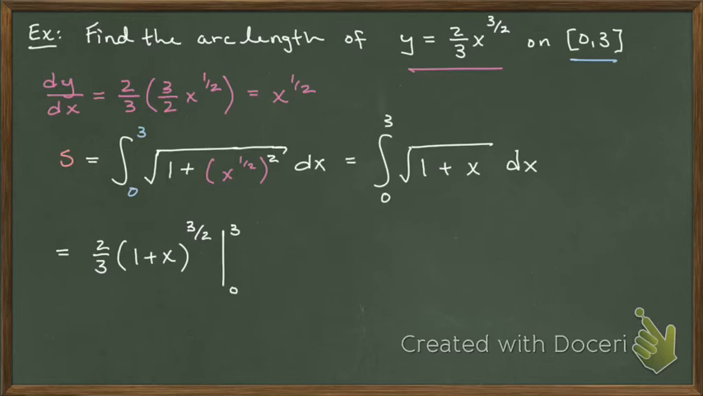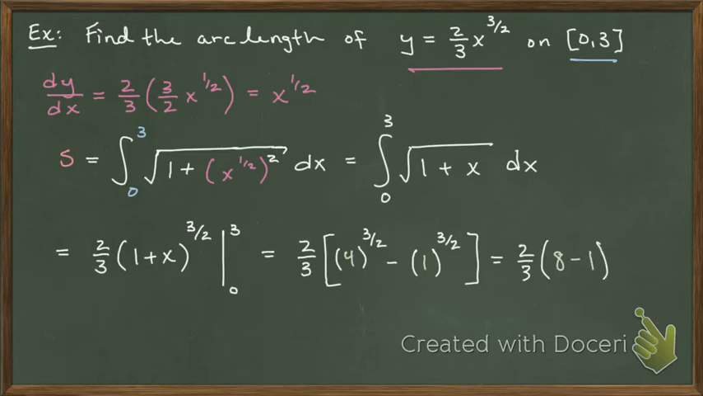Plug in 0 and 3, and I see that there being a 2/3 out in front, I'm going to keep that out in front. I end up with a 4 to the 3/2 minus 1 to the 3/2. And those numbers break down rather nicely. 4 to the 3/2 ends up as an 8, and 1 to the 3/2 ends up as 1. 8 minus 1 is 7, times 2/3 is going to give me a 14/3.